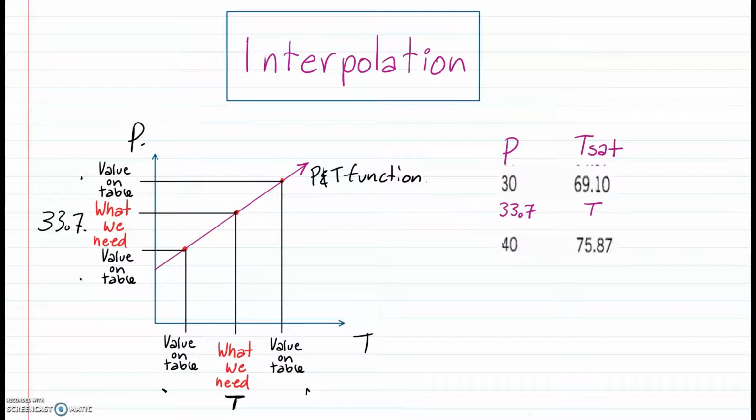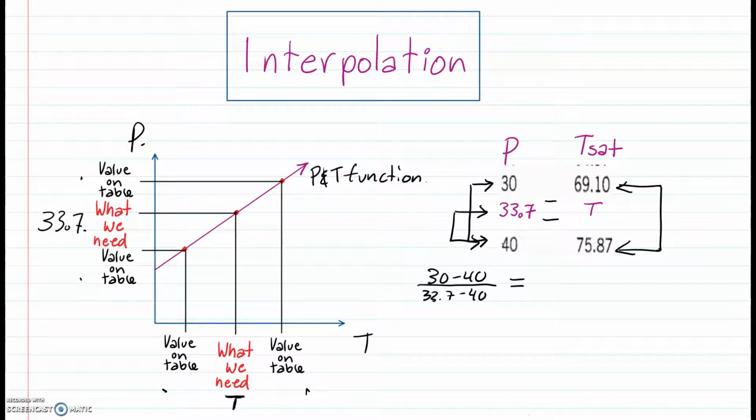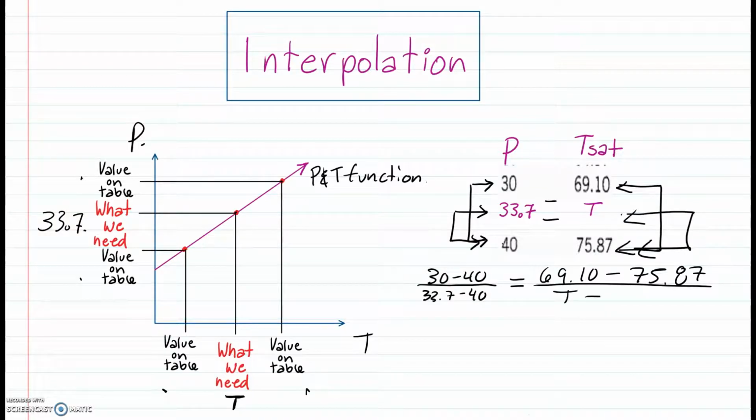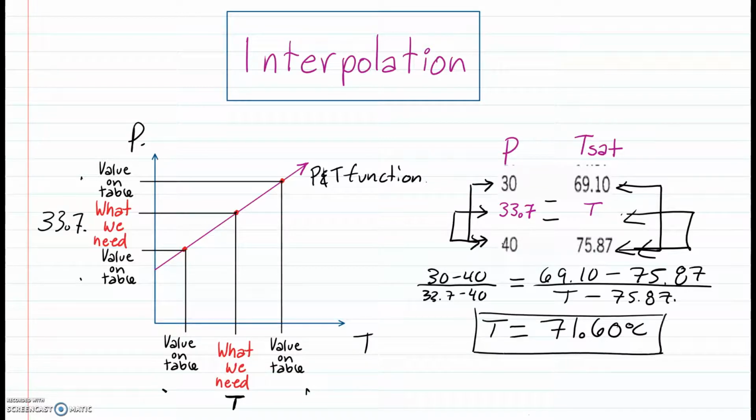So a little trick to this is you take this value from your table, subtract this value, divided by this value, minus this value again. So 33.7 minus 40, set that equal, we can put a big equal sign here, to this value minus this value, 69.10 minus 75.87, divided by this value minus this value. And if you do this, you'll never get interpolation wrong. So we'll find out that T is equal to 71.6 degrees Celsius. All you have to do is solve for your T.